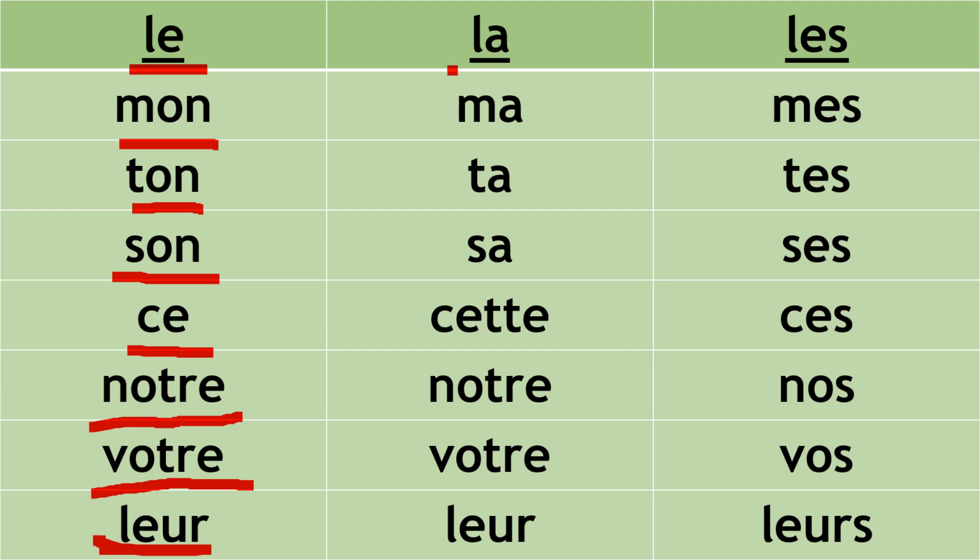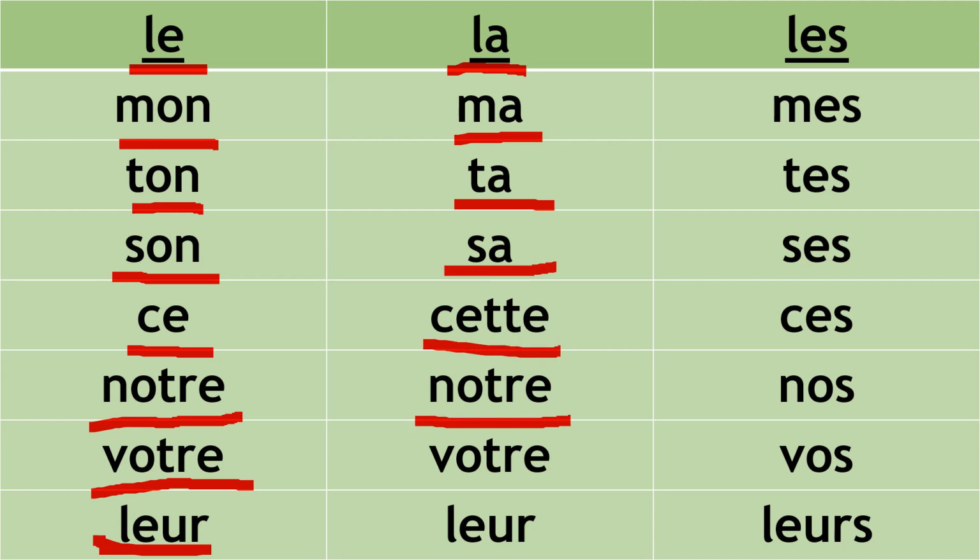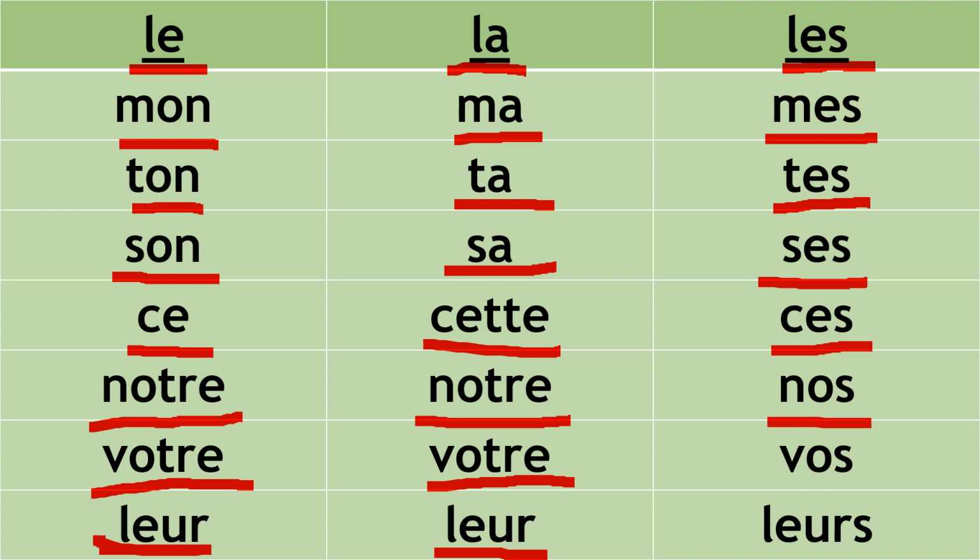You might not see la pomme. You might see ma pomme, ta pomme, sa pomme, cette pomme, notre pomme, votre pomme, leur pomme. These are good indications that the direct object that follows is feminine singular. You might not see les chaises. You might see mes chaises, tes chaises, ses chaises, nos chaises, vos chaises, leurs chaises. These are good indications that the direct object that follows is plural.